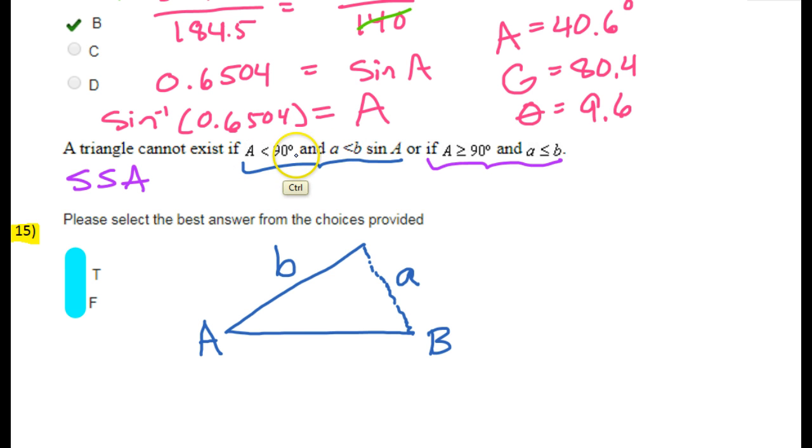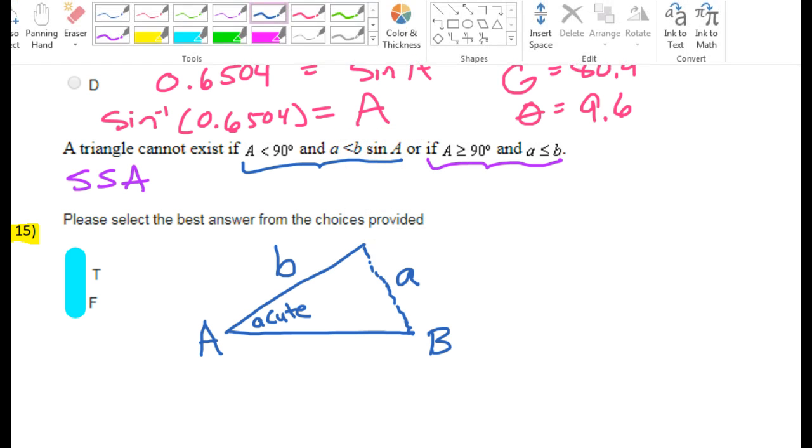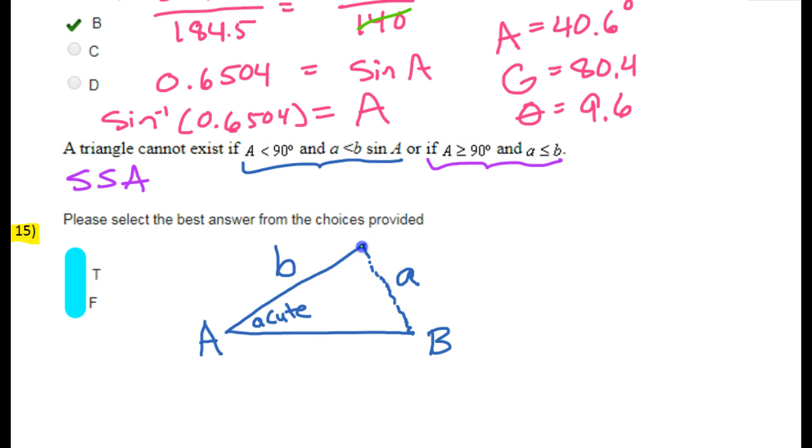So let's look at the first situation. Angle A is less than 90 degrees, so this is acute. This is some acute angle. Now, a is less than b sine A. They're talking about the height. The way we check to see if you can make a triangle at all is by finding the height, and the way we always find the height is r sine theta.